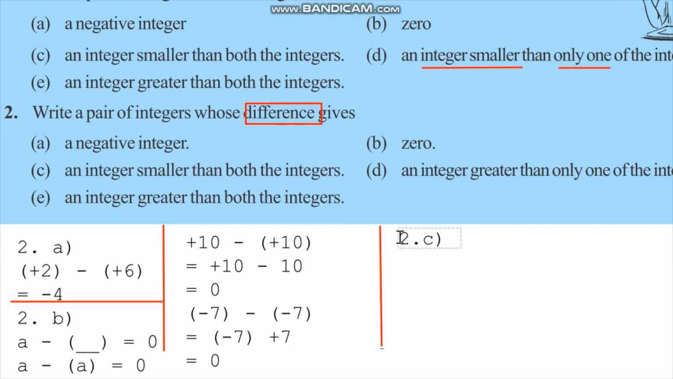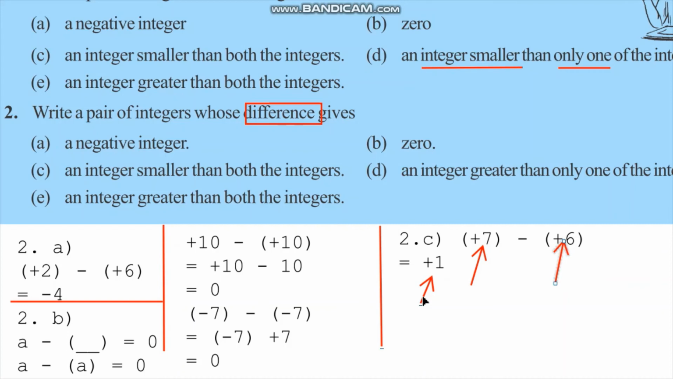So let us try to solve 2C using two positive integers. Let us keep the positive integers to be plus 7 and plus 6. These two are very close to each other. They are right next to each other on the integer number line. The difference between plus 7 and plus 6 is equal to plus 1. This satisfies our rule. The integer plus 7 is greater than plus 1, and plus 6 is also greater than plus 1. So we have found the pair of integers whose difference is smaller than both the integers.